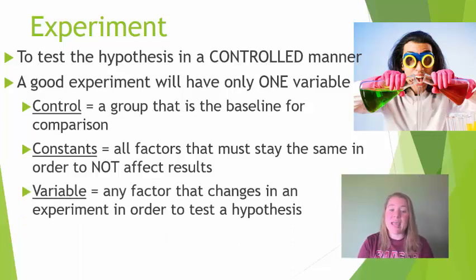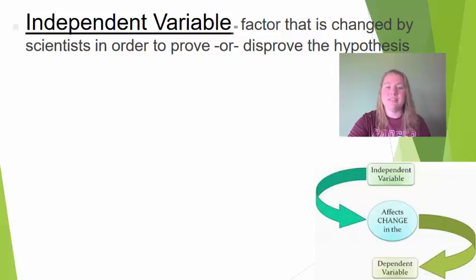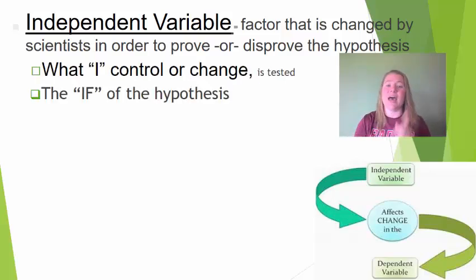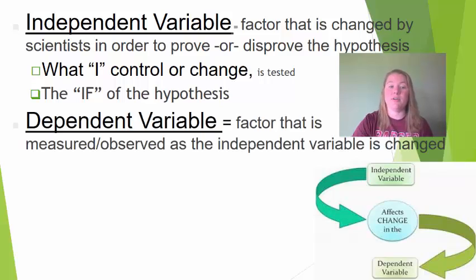The variable is any factor that changes in an experiment to test the hypothesis. So the variable would be how tall is the plant and what temperature I am exposing that plant to. So those two variables, those make up the independent and dependent variables. The independent variable is what I, the scientist, am purposefully changing. So they both start with the letter I. It is also the if part of the hypothesis. Going back to that imaginary experiment, if the temperature increases, temperature would be our independent variable.